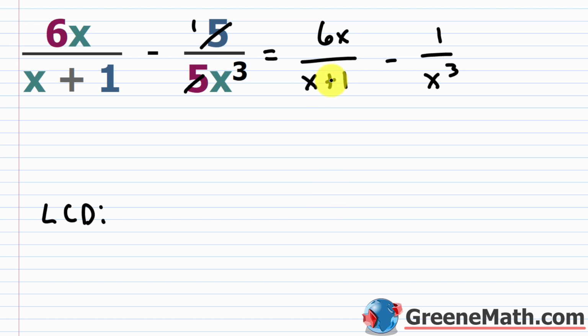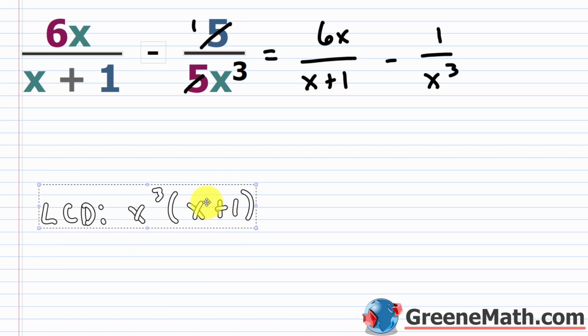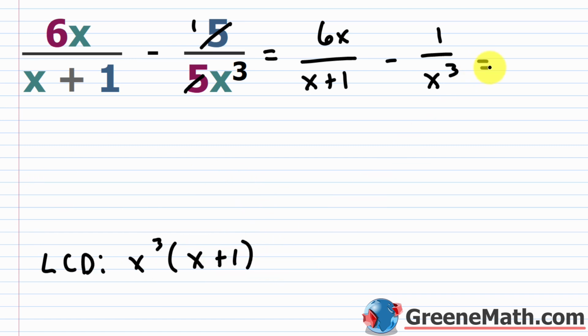Essentially, in this case, we have these guys, x plus 1, I can't really do anything with that. X cubed, I can't do anything with that. So here it's just going to be the product of the two denominators because they don't have anything in common. So it's just going to be x cubed times the quantity x plus 1. Okay, so that's my LCD. Let me slide that down so I have enough room to work. Let me put equals here.